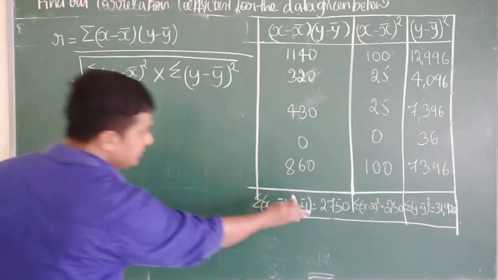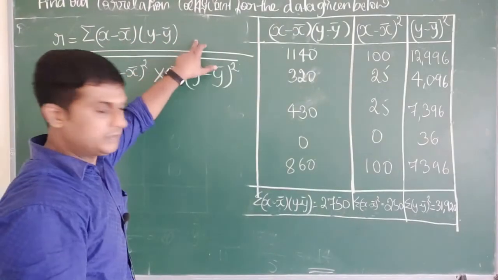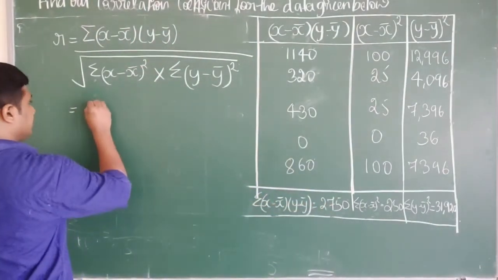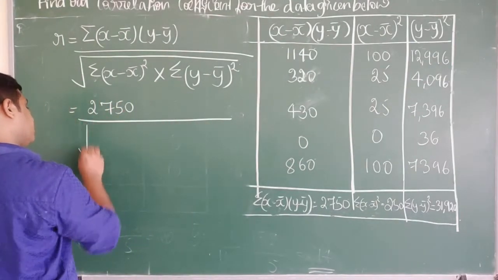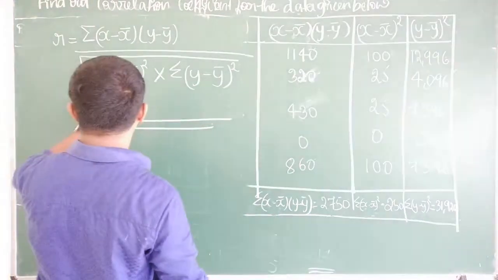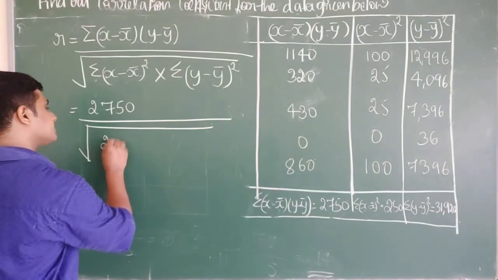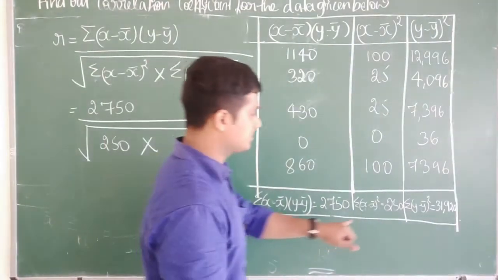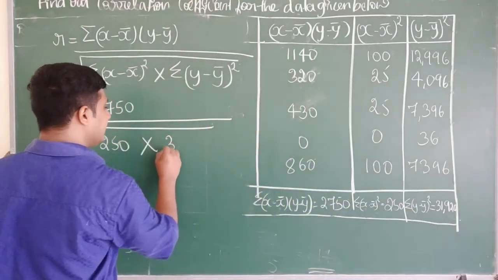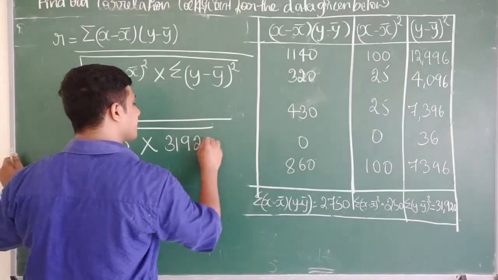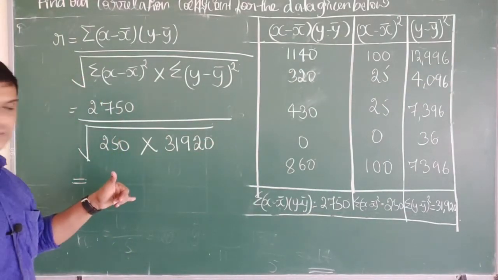Now I am substituting these values into the equation. First, sigma x minus x bar into y minus y bar is equal to 2750, divided by root of sigma x minus x bar square, which is 250, into sigma y minus y bar square, which is 31,920, which is equal to... you calculate the values.